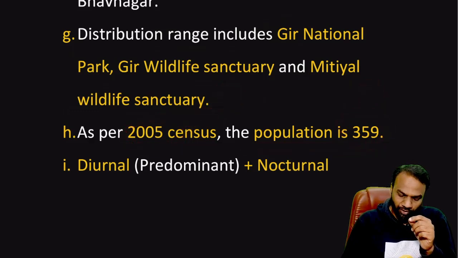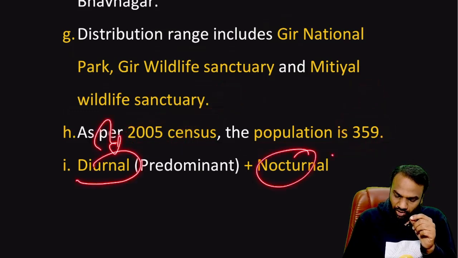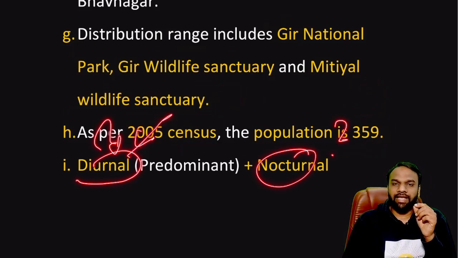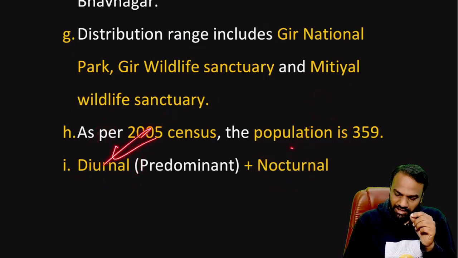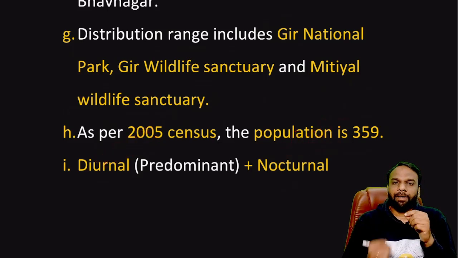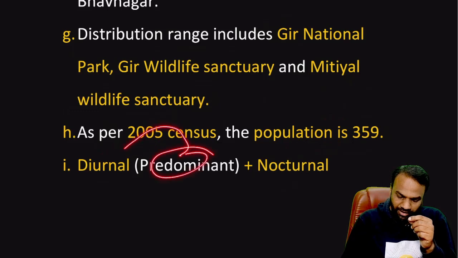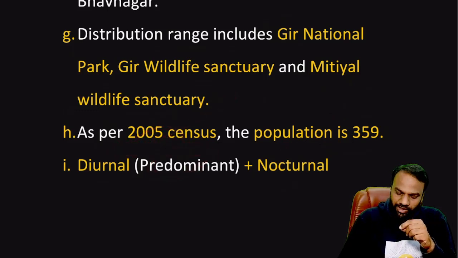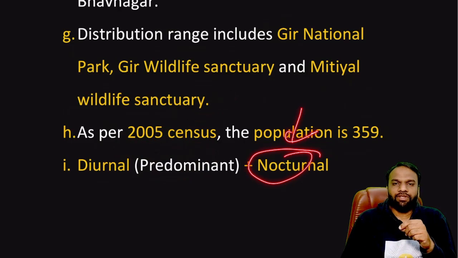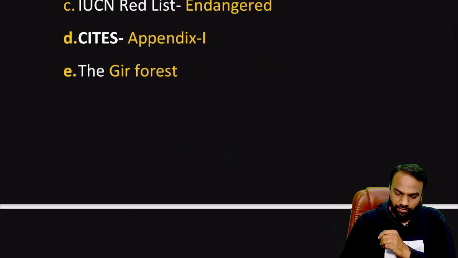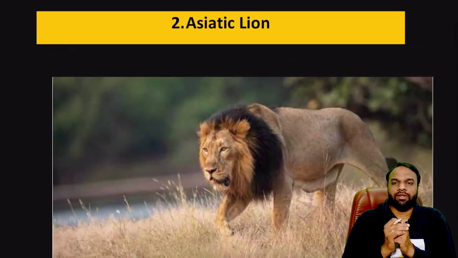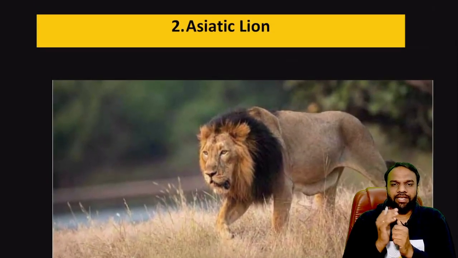Again, another important point to note is whether it is diurnal or nocturnal. Diurnal indicates it is active in the daytime and nocturnal indicates it is active at night. But the Asiatic lion is both diurnal as well as nocturnal. It is active during the day as well as during the night. But predominantly it is active during the day. It is diurnal, but also active at night as well. So this was about an important species, that is the Asiatic lion.